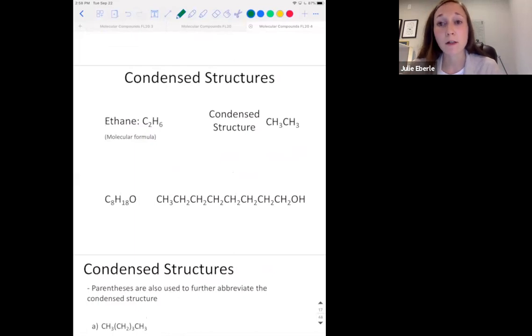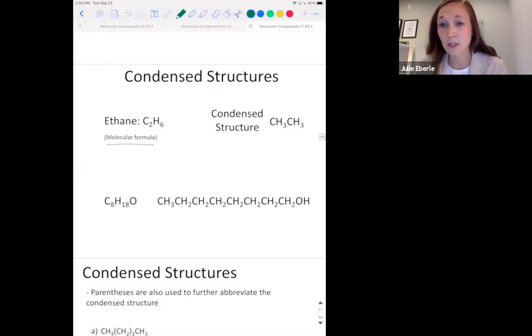We talked a whole lot about Lewis structures and how Lewis structures help us visualize how the atoms are connected together and arranged. And we said a condensed structure has a shorthand notation. It allows us to imagine how the atoms are connected. So it is not a Lewis structure. It's almost more similar to what we call a molecular formula, okay?